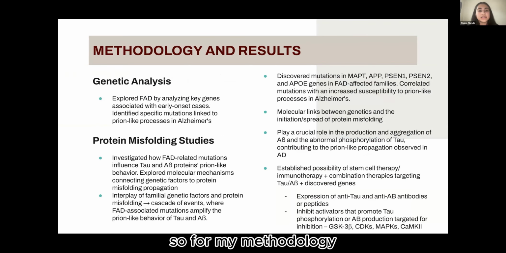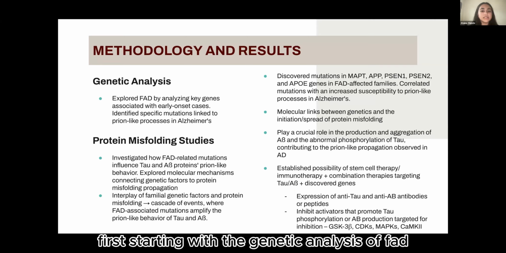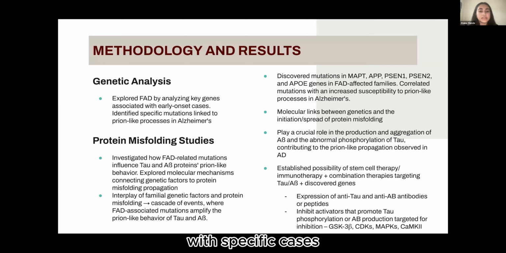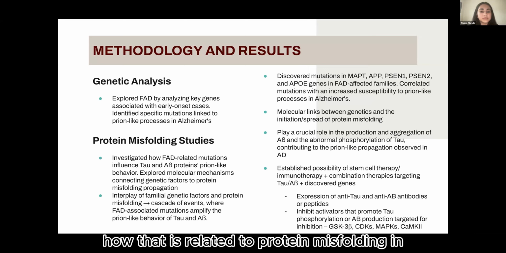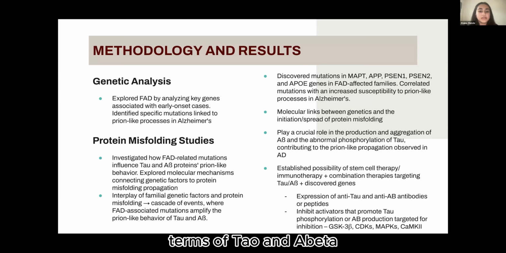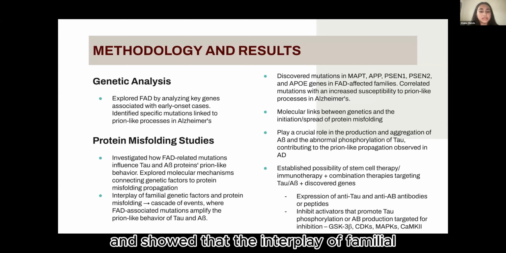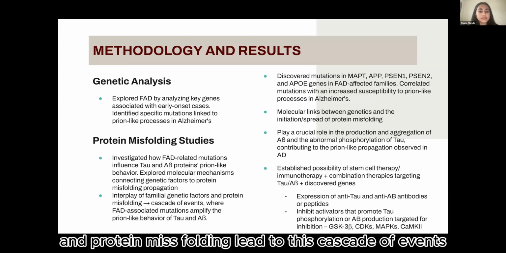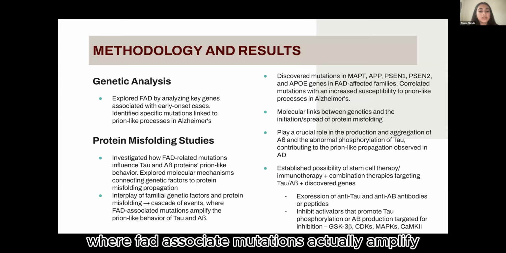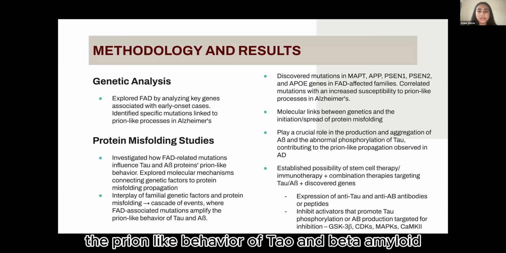So for my methodology, like I said, I split it into two sections. First, starting with the genetic analysis of FAD and analyzing key genes with specific cases, and then seeing how that is related to protein misfolding in terms of tau and A beta. So I explored molecular mechanisms connecting genetic factors to this protein misfolding and showed that the interplay of familial genetic factors and protein misfolding lead to this cascade of events where FAD-associated mutations actually amplify the prion-like behavior of tau and beta amyloid.